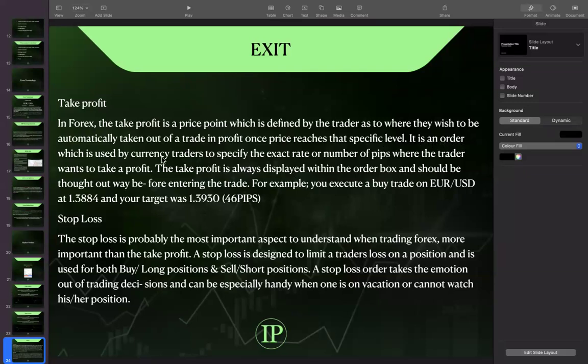It is an order which is used by currency traders to specify the exact rate or number of pips where the trader wants to take profit, okay? The take profit is always displayed within the order box on your trading platform, right? In the order box over there.